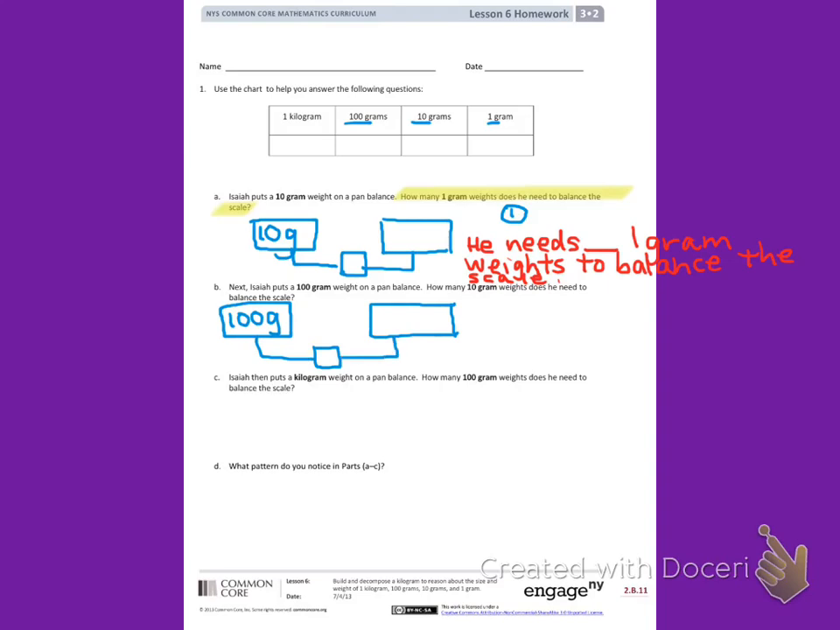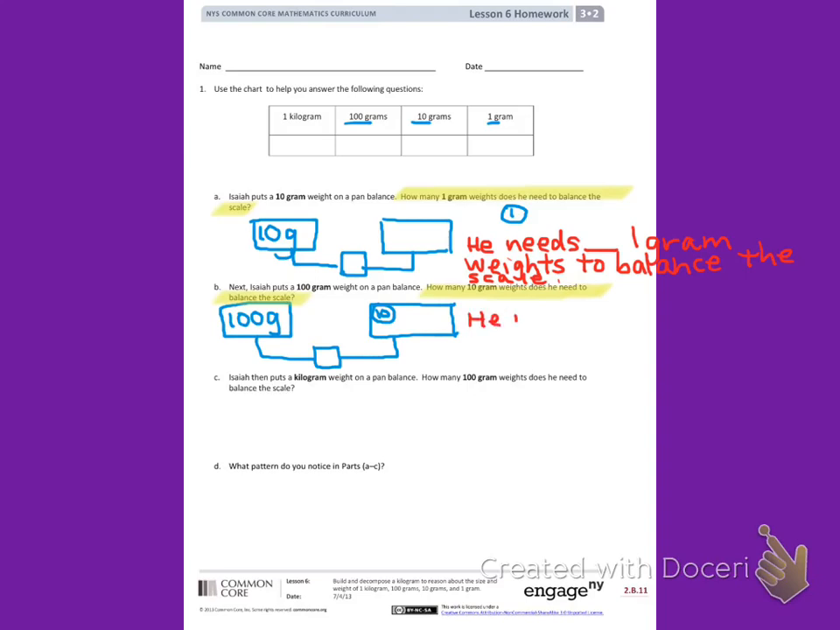This time, instead of counting by ones, we'll count by tens. And as you do that, you can just draw a circle inside and put the 10, counting by tens until you get to 100. Then, at the end, don't forget to answer the question in words. The question is, how many 10-gram weights does he need to balance the scale? So we answer in a sentence.